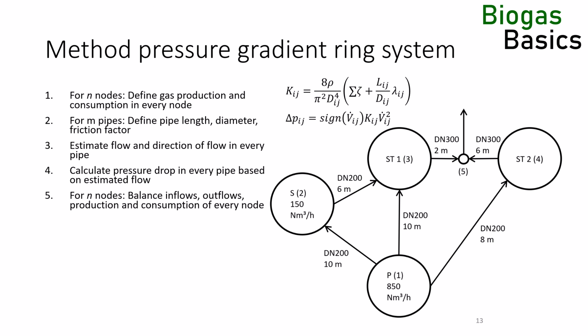Now, for all n nodes, balance the in- and outgoing biogas streams, the biogas production, and any stored and discharged volume flows. If the flow estimate is correct, the balances around all nodes will be 0.